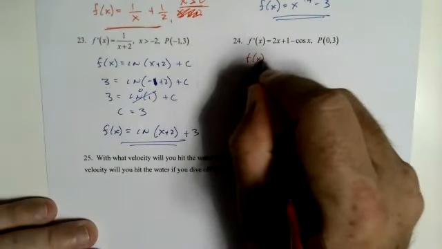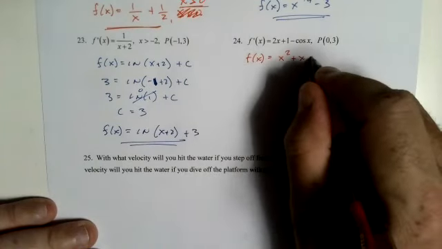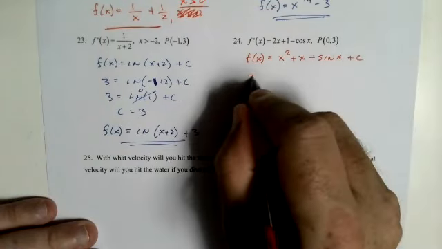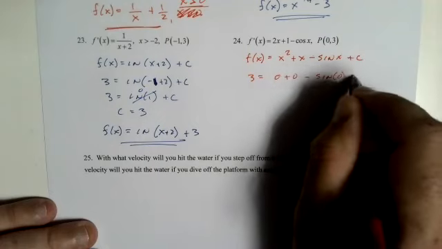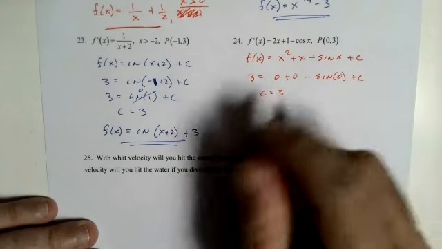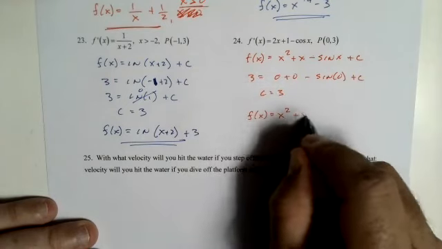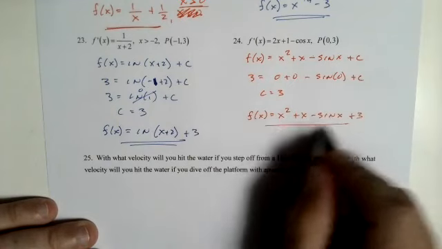F of x equals x squared plus x minus sine of x plus some c. 3 equals 0 plus 0 minus sine of 0 plus c. C equals 3. F of x equals x squared plus x minus sine of x plus 3.